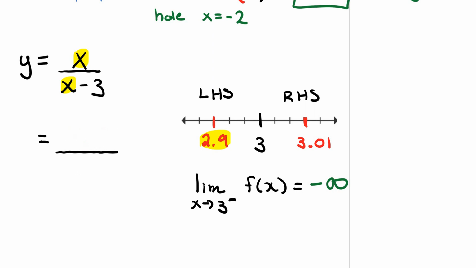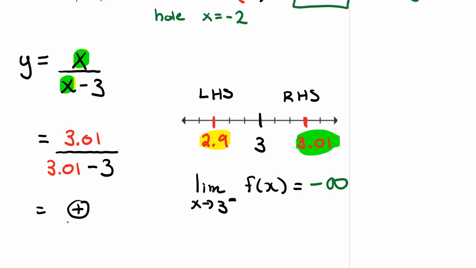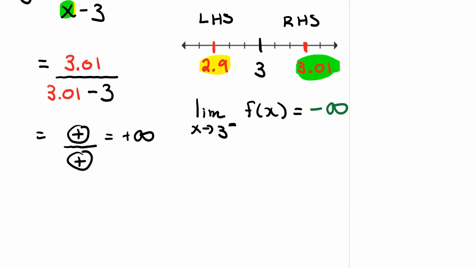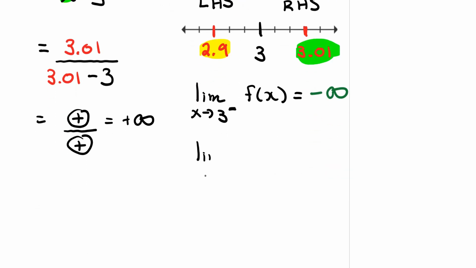All right, let's erase all this. Now let's take a look at the number on the right-hand side, which is 3.01. Let's plug 3.01 in for x. I get 3.01 on the numerator, and 3.01 minus 3 on the denominator. We have a positive on the top, and on the denominator we also have a positive expression, giving us positive infinity. So the limit as x approaches 3 from the right-hand side of f of x equals positive infinity.